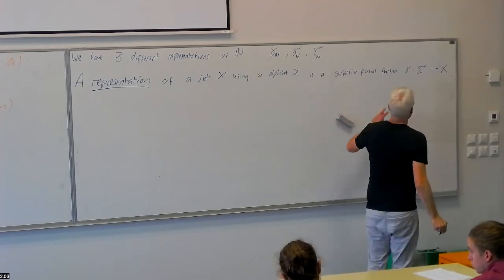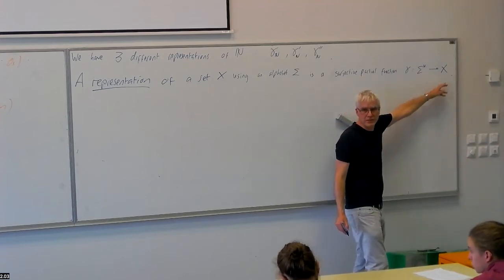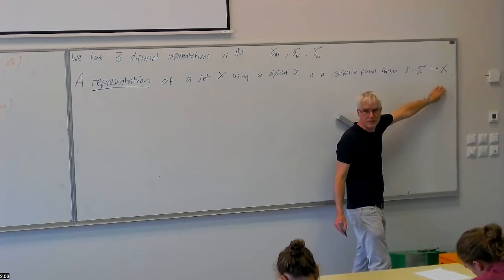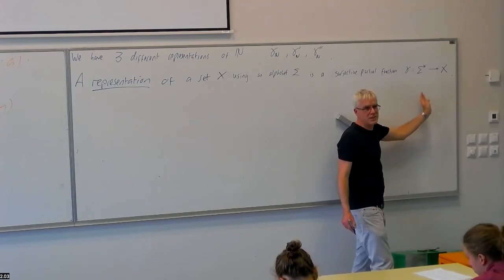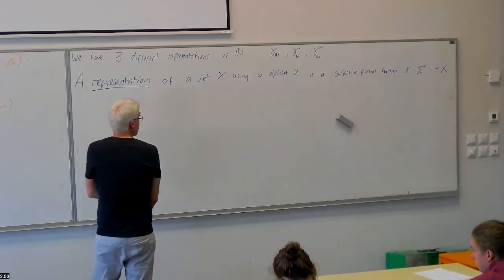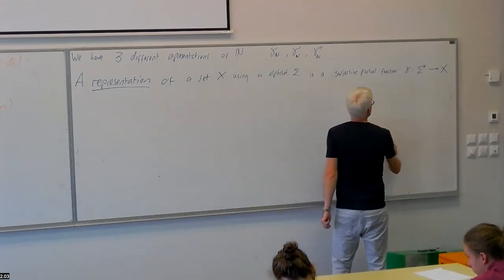The point is, it's partial because we don't require that all words over the alphabet represent elements of X; some set of words over the alphabet are representing elements of X. And it's surjective because every element of X has to be represented by at least one word. It can potentially be represented by many words, but it has to be represented by at least one word.